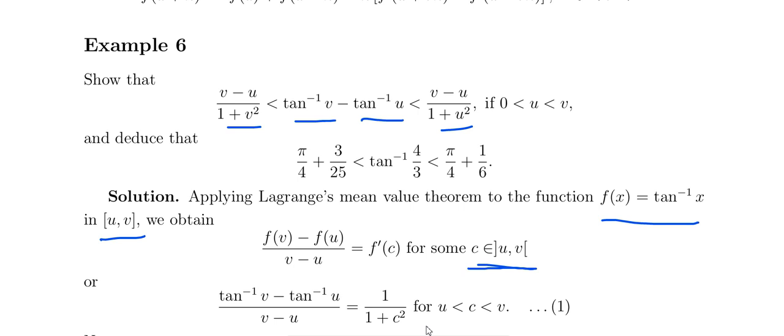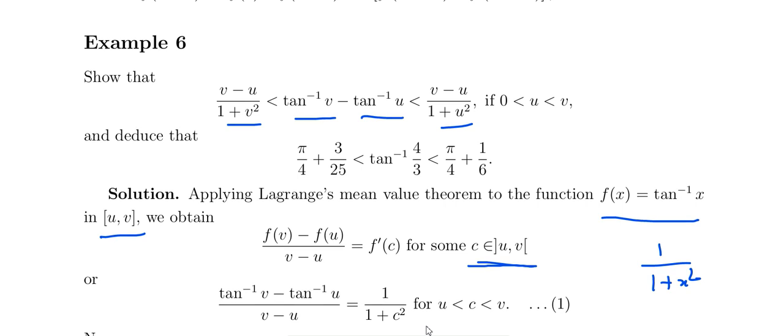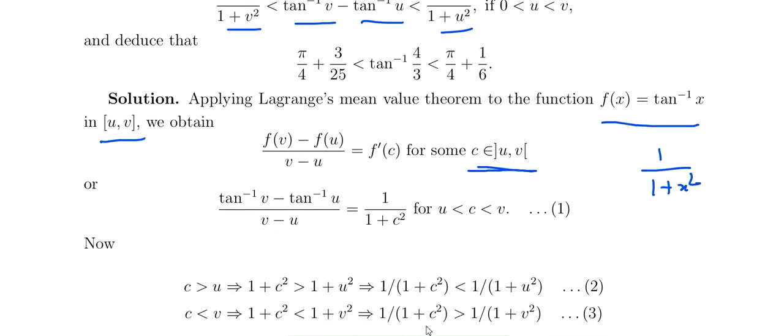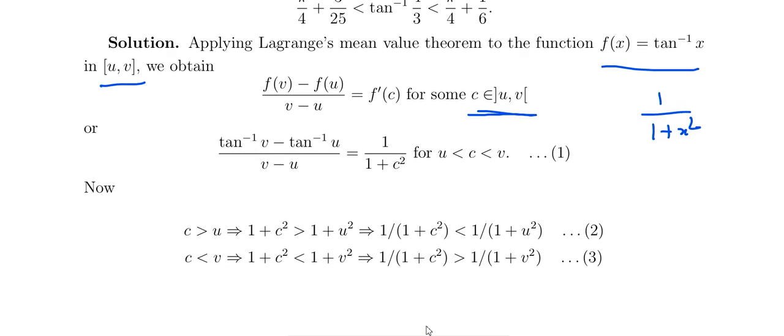So இதெல்லாம் எடுத்து சப்ஸ்டிட் பண்ணிங்கன்னா டெரிவேட்டிவ்ன்றது, இதனோட டெரிவேட்டிவ் 1 by 1 plus x square. So 1 by 1 plus c square வந்துடும். ஸோ இதில் இருந்து சிம்பிளி பண்ணிங்கன்னா உங்களுக்கு என்ன கிடைக்கும்? ஸோ இப்போ பாருங்கள், இந்த c lies between u and v இல்லையா, அதை நம்ம எடுத்துருக்கோம் u, v. c greater than u னா என்ன ஆகும்? 1 plus c square greater than 1 plus u square. அப்படின்னா 1 by 1 plus c square less than 1 by 1 plus u square.